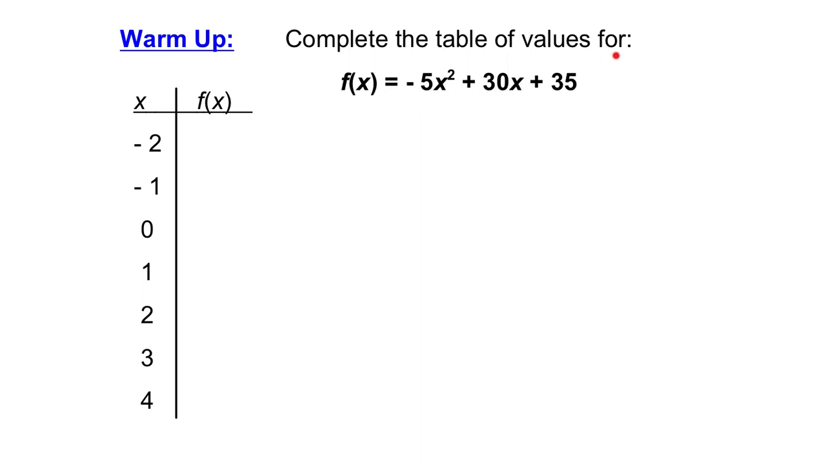Complete the table of values for f of x equals negative 5x squared plus 30x plus 35. Here's the table of values. Plug in your values of x and calculate the corresponding output for the function. Pause the video and try this on your own.